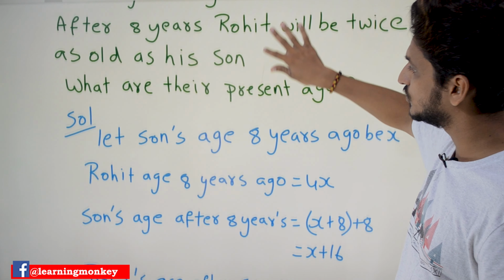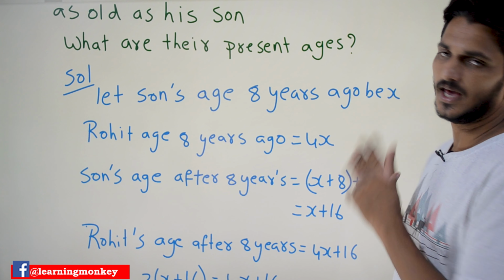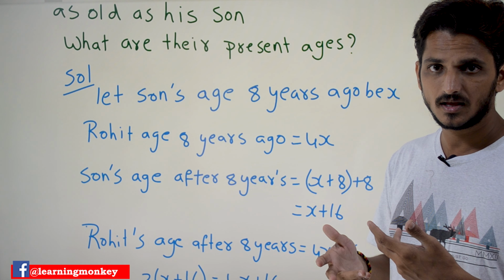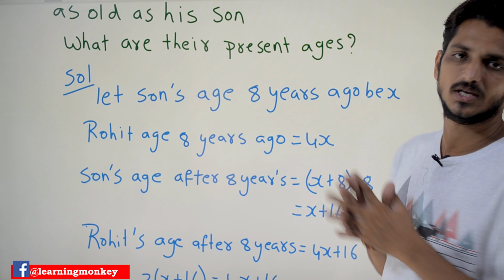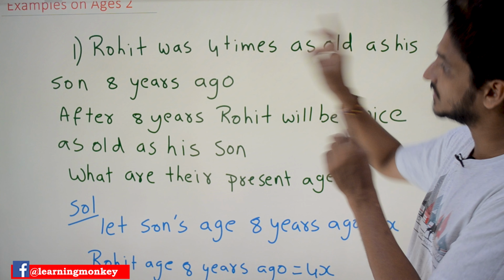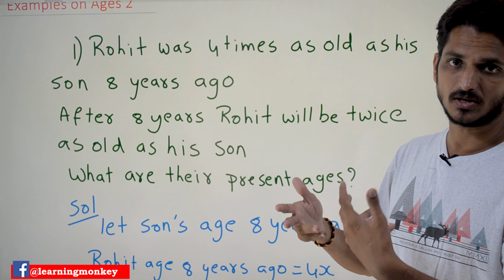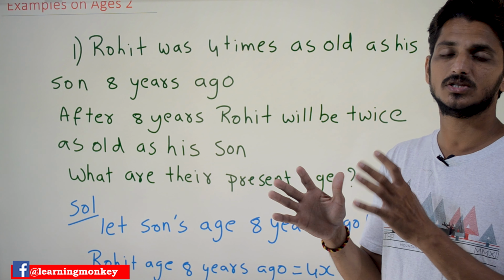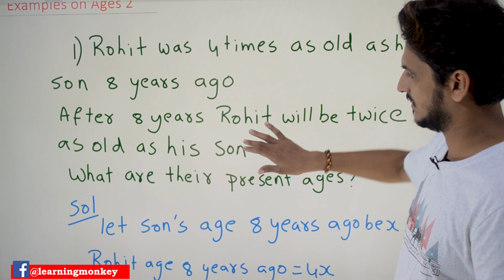So here we are assuming that the son's age 8 years ago be x. So why have we chosen the son's age? Then Rohit's age will be 4 times his son's age. From the given statement, Rohit was 4 times as old as his son 8 years ago, so 4 times multiplication, 4x. Our equation should be in the form of multiplications and additions. Then it is very easy to solve. This is the point we discussed in our last class.